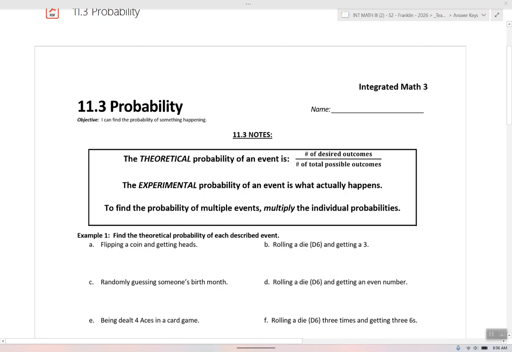possibilities, heads or tails. Now, the experimental probability of an event is what actually happens when you do the event and see what happens. It might not be the same as what the theoretical probability is. And to find the probability of multiple events, we just multiply their individual probabilities together. So let's do some examples here.